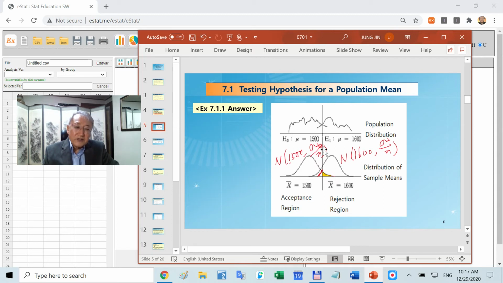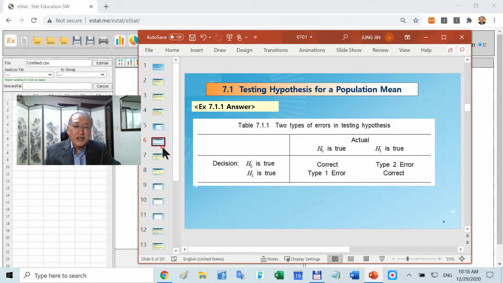Suppose this is 5%. Can you guess what this critical line is? Because we know this distribution is a normal distribution, it is going to be 1500 plus 1.645, do you remember normal distribution theory, and then the standard error of this distribution. That's it. This is C. Suppose you have a sample mean. If it is less than this point, 15-something, which we calculated, if it is less than this C, we'll accept. If it is greater than this C, we'll reject.